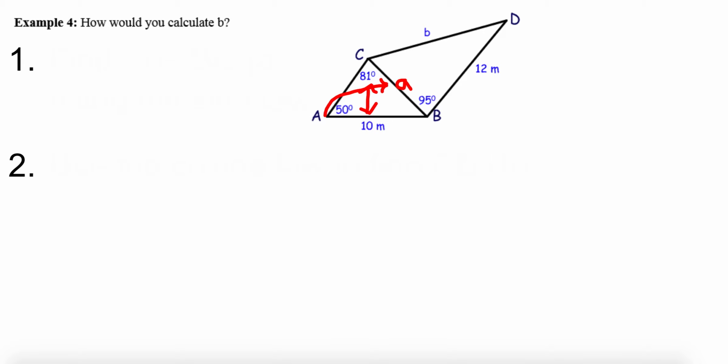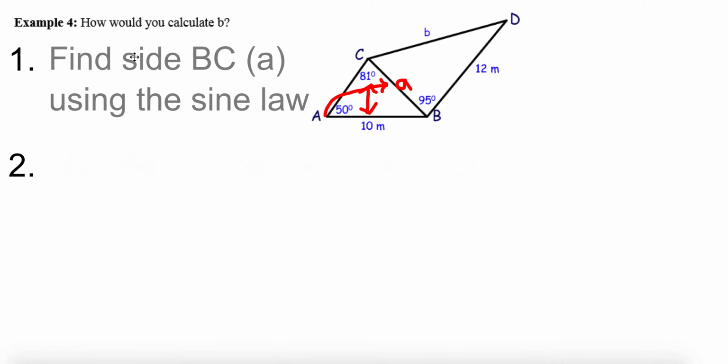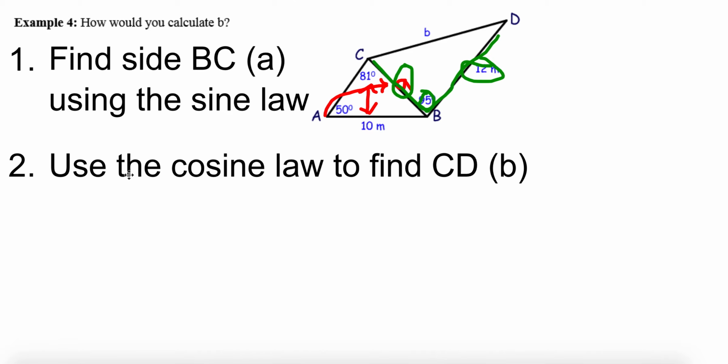Alright, so the first step would be to find side BC, or A, from that first triangle using sine law. After I know this, I've got side, angle, side in the second triangle. So I'll go to a different color here. From this triangle right here, once I find that side A, I would have side, angle, side, and I could use cosine law to find this side here, and I'd be done.